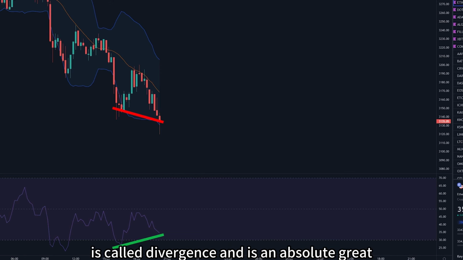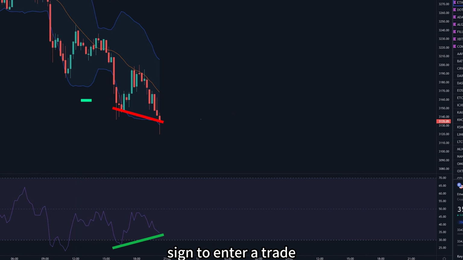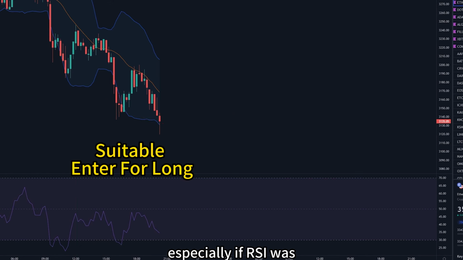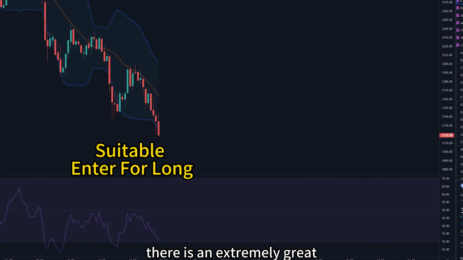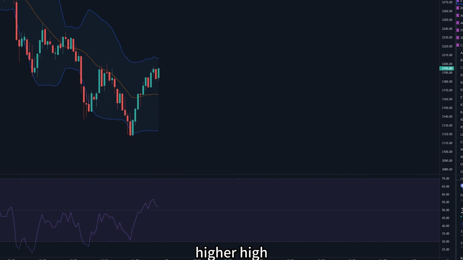This right here is called divergence and is an absolutely great sign to enter a trade, especially if RSI was previously below 25 and the price went below the lower Bollinger Band. If this happens, there is an extremely great chance the price will reverse and make a new higher high.